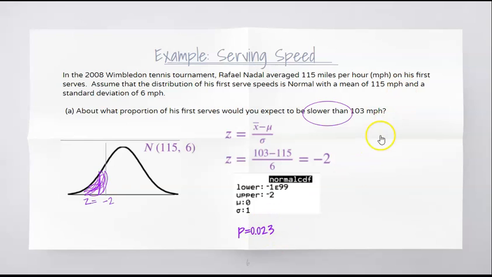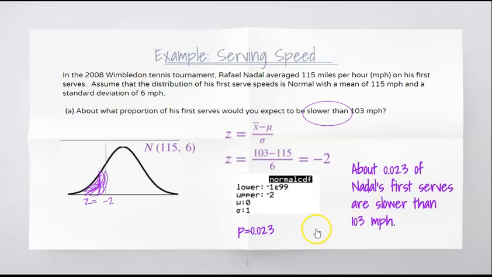Now, to answer that question in context, it would look like this. I would say about 0.023 of Nadal's first serves are slower than 103 miles per hour. Notice it's in context. Notice it's not just a naked answer of 0.023, but it has meaning.